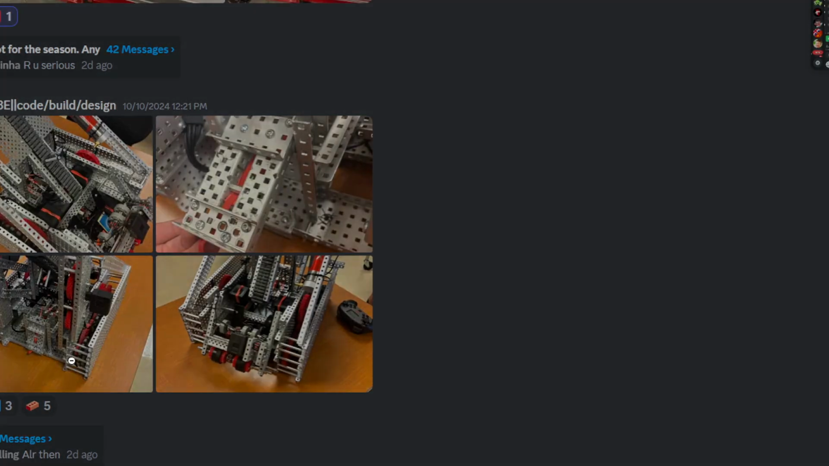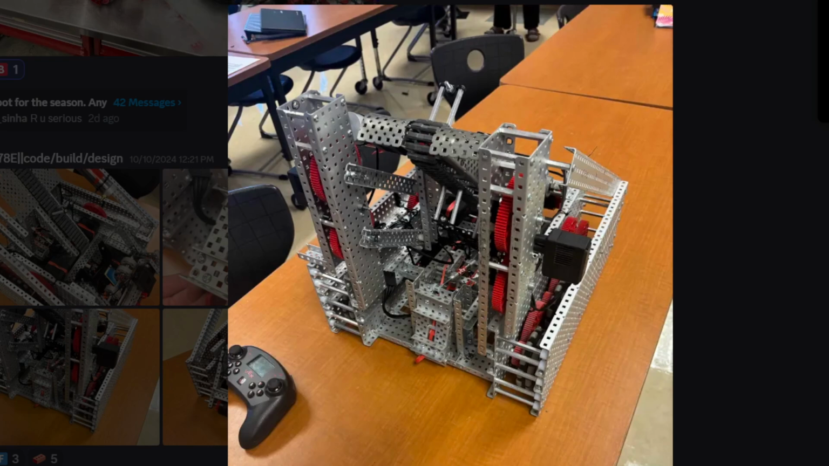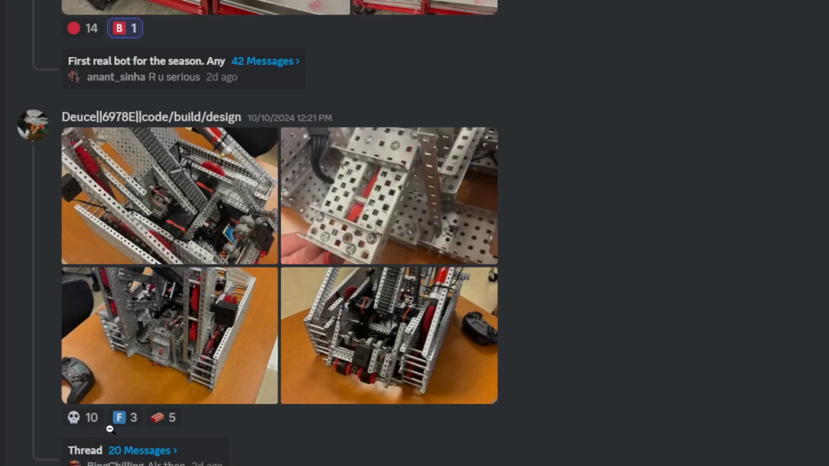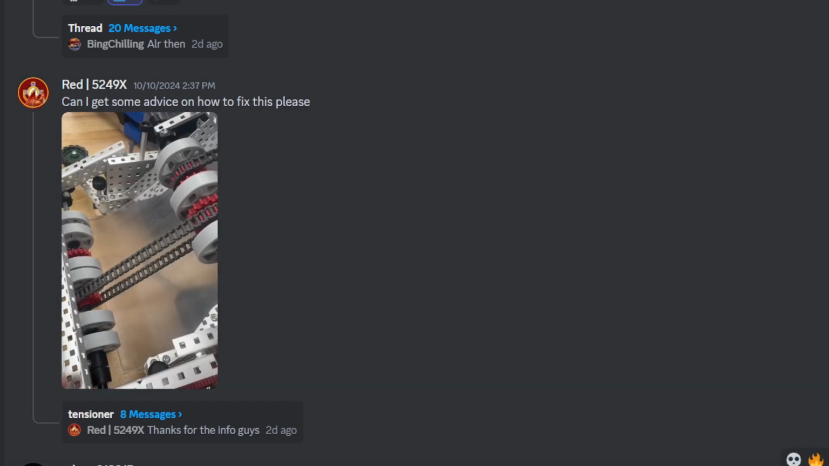Your robot's heavy. I would try to stay two steps ahead. At least take off some of the five wides. Maybe they're trying to be two steps ahead right now. Maybe don't use any more five wides. Can I get some advice on how to fix this, please?